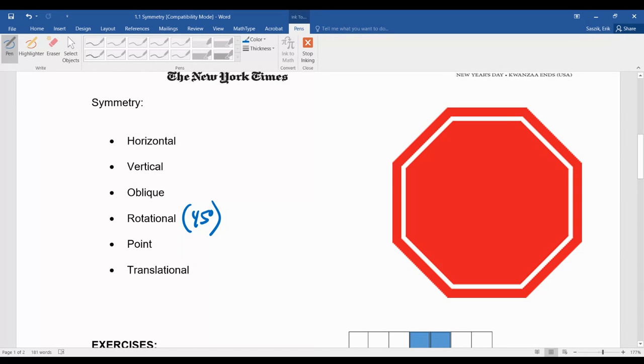Now, this has point symmetry as well, because point symmetry is the same as rotational symmetry of 180 degrees. So point symmetry and rotational symmetry of 180 are the same thing. If you spun this stop sign 180 degrees, it would look exactly the same. That's also considered point symmetrical. That crossword up top, point symmetrical. If you rotate it 180 degrees, you get the same thing.